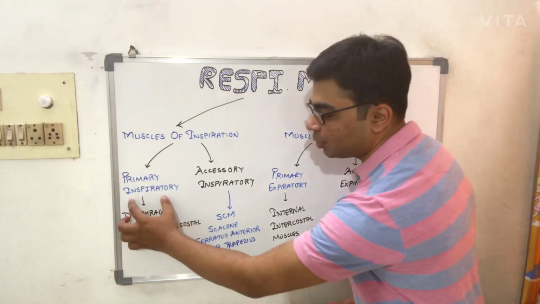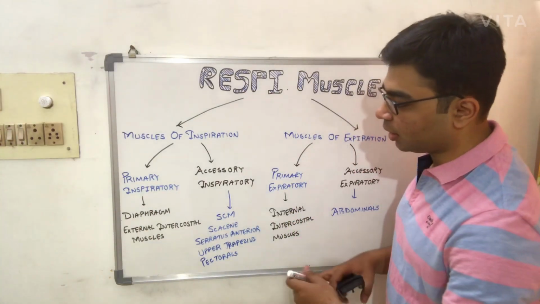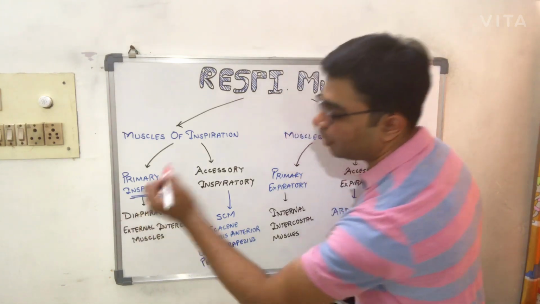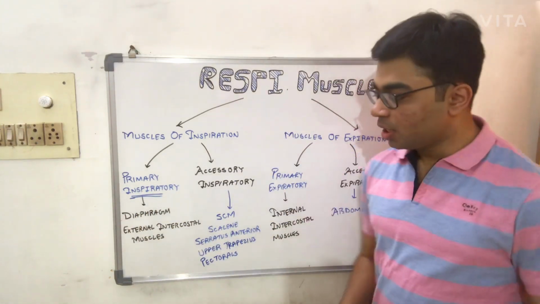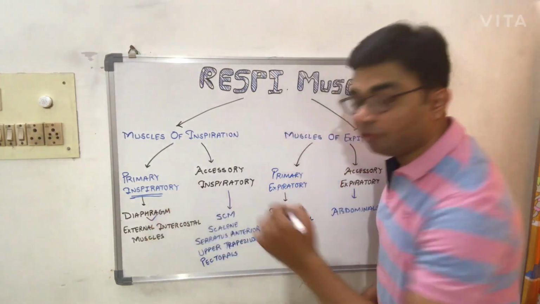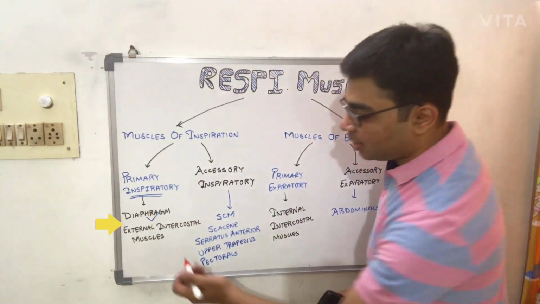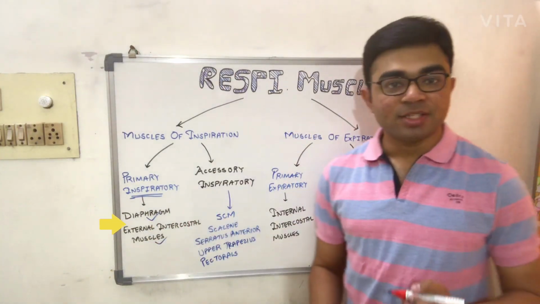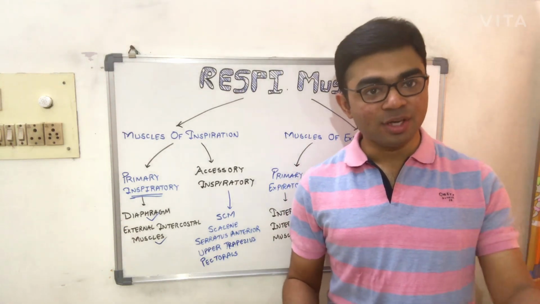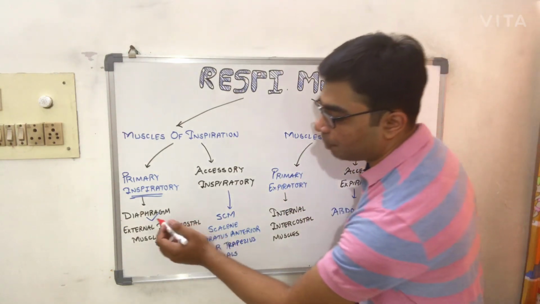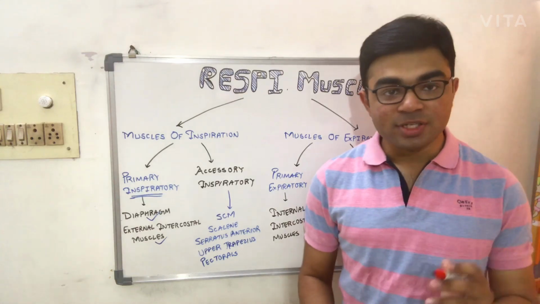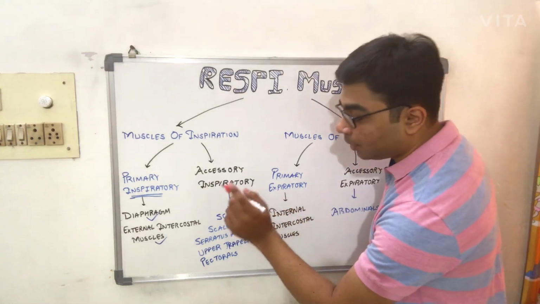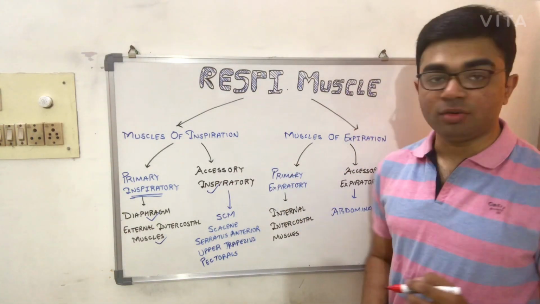Primary inspiratory muscles, we are talking about right now. This includes the diaphragm, which is supplied by the phrenic nerve, and the external intercostal muscles, which are supplied by the intercostal nerves. So these two are the primary inspiratory muscles. Next subcategory is accessory inspiratory muscles.